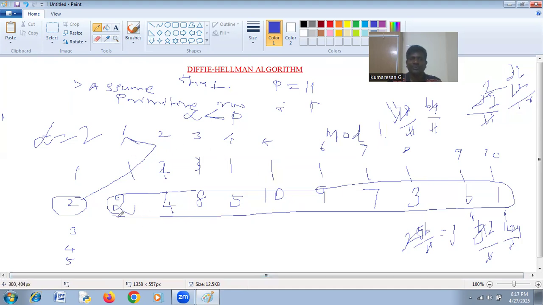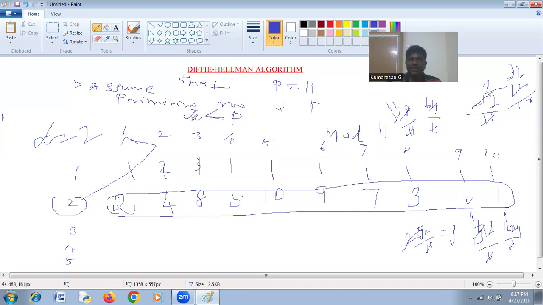So the thing is we need to calculate the values. The value must be placed from 1 up to p minus 1, so that this 10 is there: 1, 2, 3, 4, 5, 6, 7, 8, 9, and 10, and the columns also 1, 2, 3, 4, 5, 6, 7, 8, 9, 10. This is the way we can calculate the primitive root of prime number p.